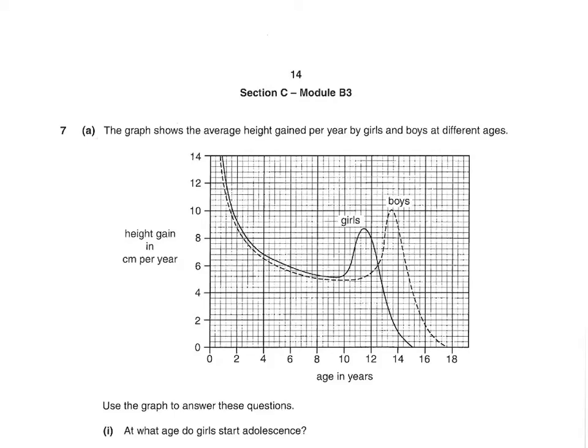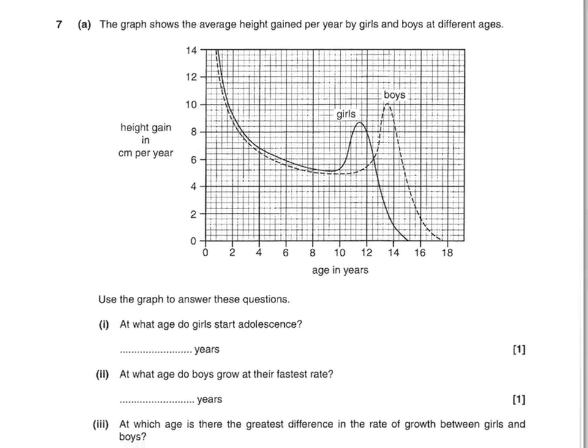So, first question says, the graph shows the average height gained per year by girls and boys at different ages. And it says, use the graph to answer these questions. At what age do girls start adolescence? So, adolescence is shown by this graph from where there's a growth spurt, if you like. And so you need to do it from where they start this growth spurt. So you can see that girls start the growth spurt around here. So any answer between 9 and 10 years is fine, because that's when it starts to increase.